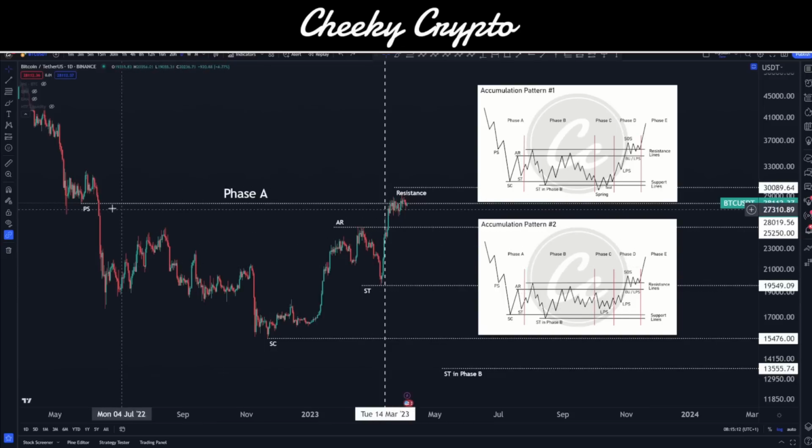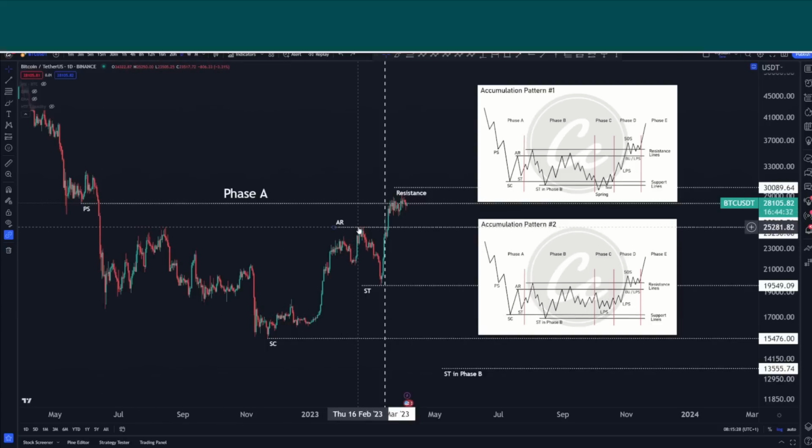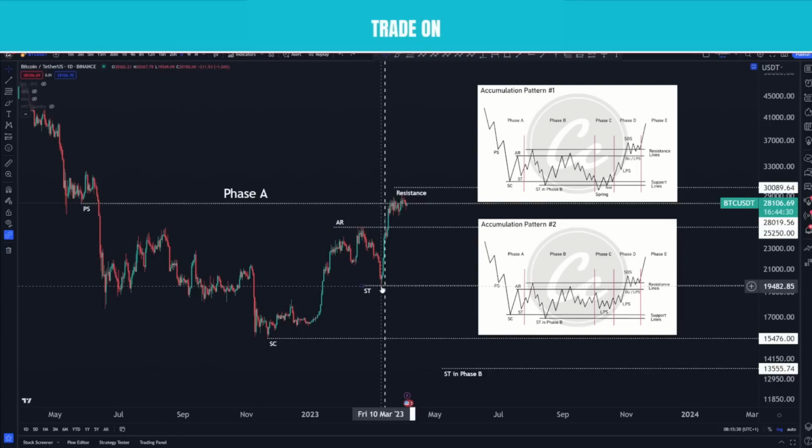So let's talk about this. We've got our preliminary support up here, our selling climax down at the low side. This would be in November. And up here we would have May 2022 as our PS, right? We then have an automatic rally lower than the PS up here. This would be February 2023. A secondary test, I don't like how high this sits, but a secondary test is here. This would be March 2023.